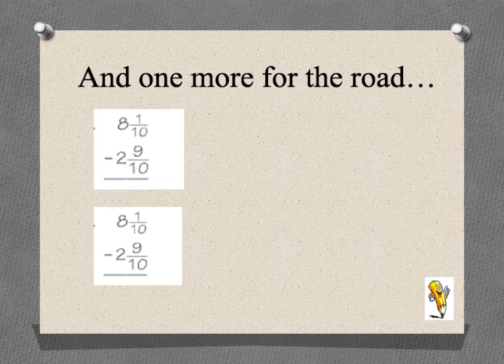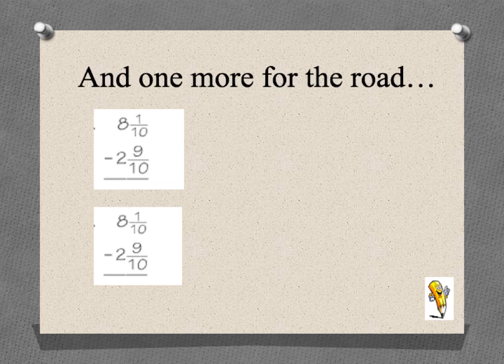All right, here's one more for the road. I have 8 1/10 minus 2 9/10. I can see right away that I can't subtract 1/10 minus 9/10. I'm going to have to rename that 8. Or possibly I might want to rename both fractions. I'm going to leave it up to you. You're going to go ahead and solve it either way using either strategy that we've learned today. And if you really want to be a hot shot, you can do it both ways. But I want you to pause the video, go ahead and work it out, and then when you're done, turn it back on and we'll check our work together.